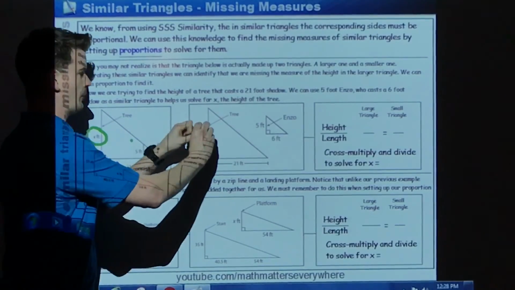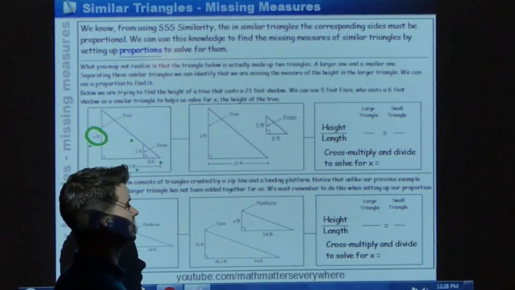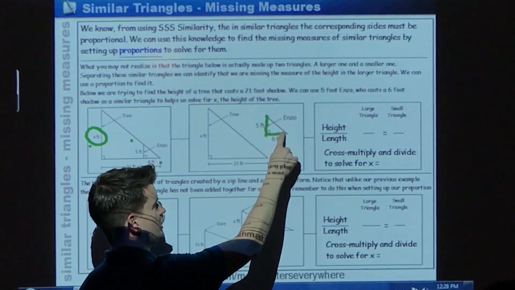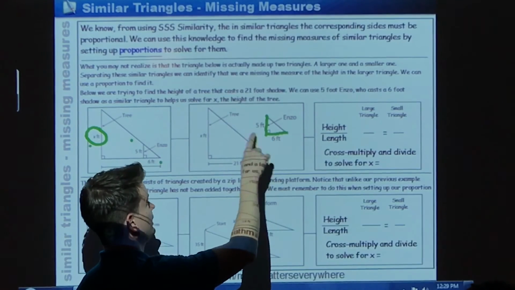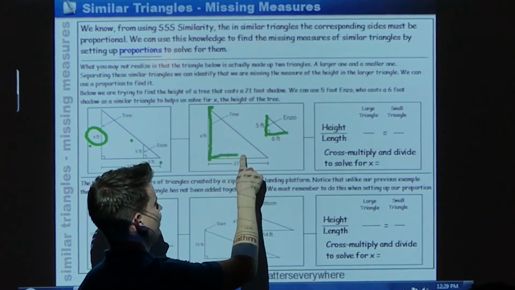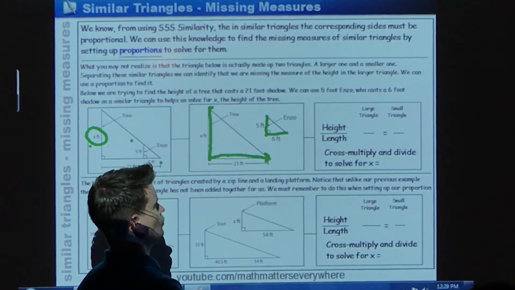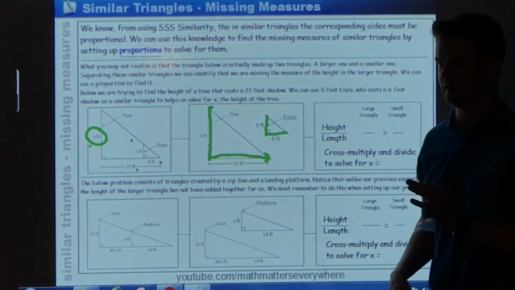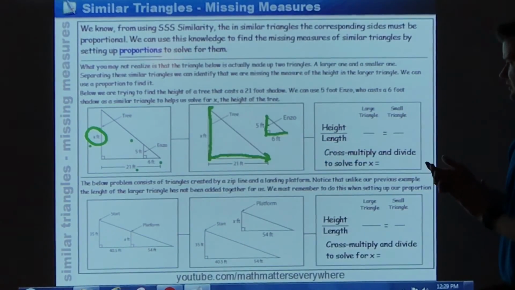Here I've taken those triangles, broken them apart. So now you can clearly see I have Enzo standing here, casting a shadow. 5 feet tall, 6-foot shadow. Here I have my big, beautiful tree. Hello, tree. Casting a shadow that's 21 feet long. When you set up your proportion, you must be very careful. You must categorize your stuff correctly.